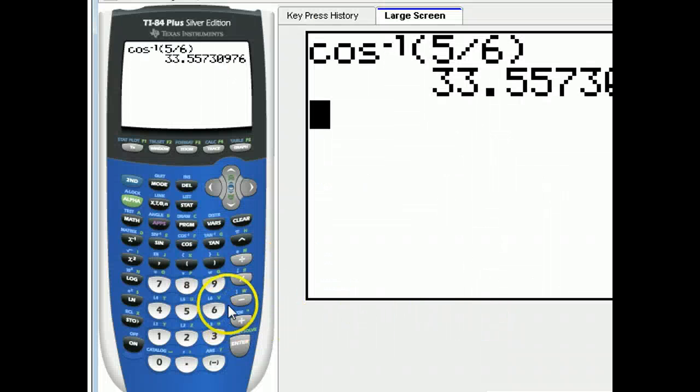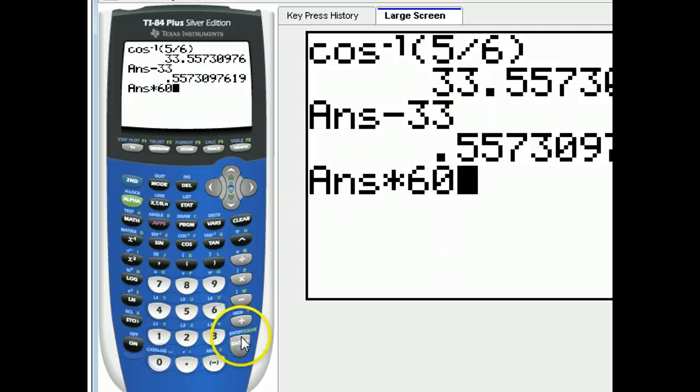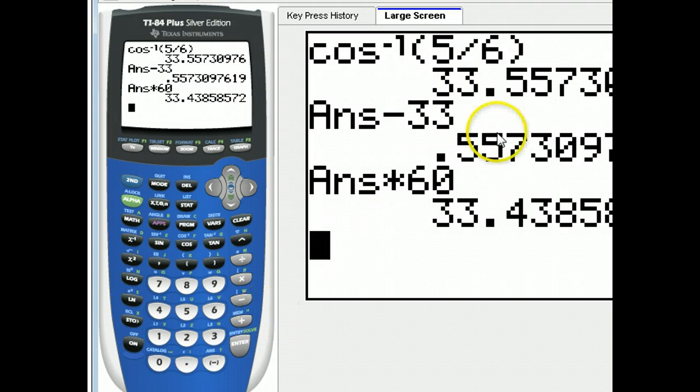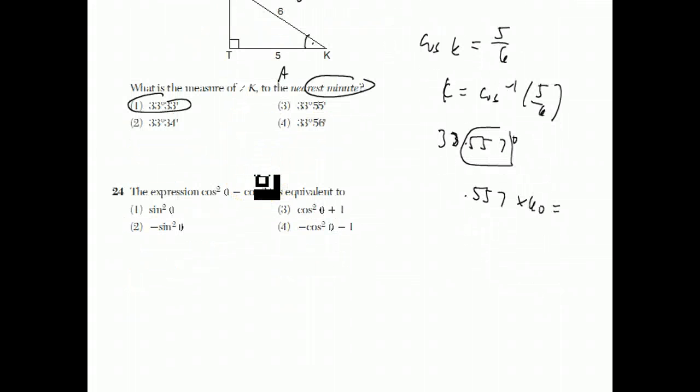So I'll do it this way. I'll just subtract 33 and then multiply the answer by 60. And I get the number of minutes, 33.43 minutes, or 33 degrees 33 minutes. Answer is choice 1.